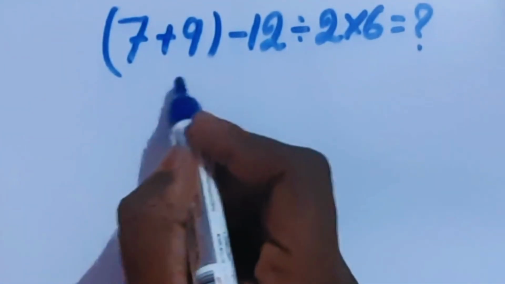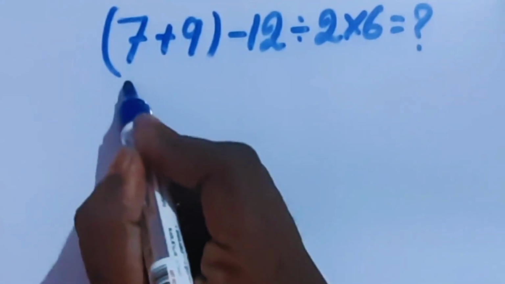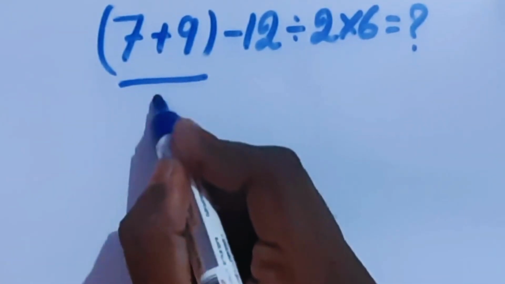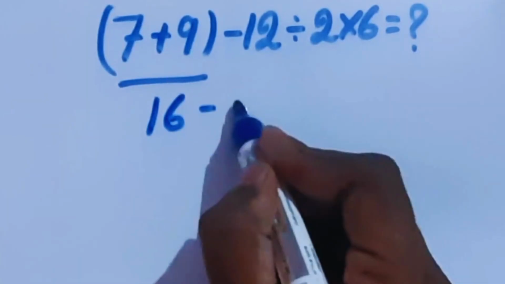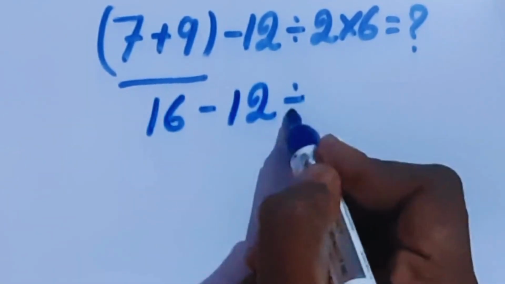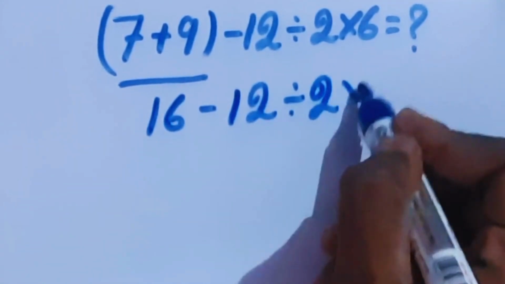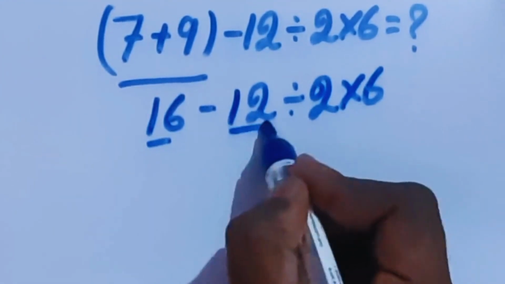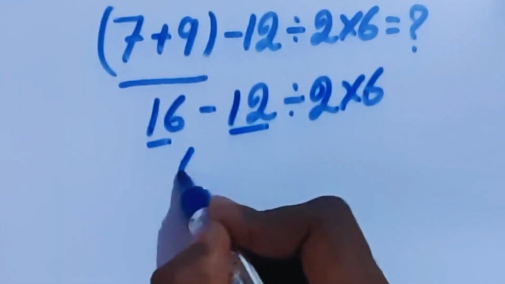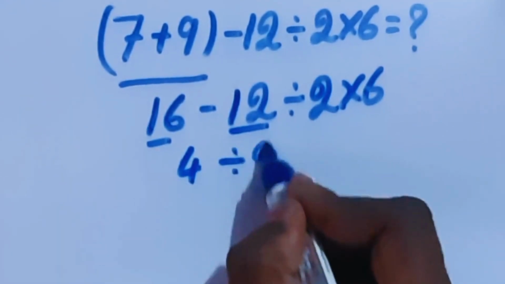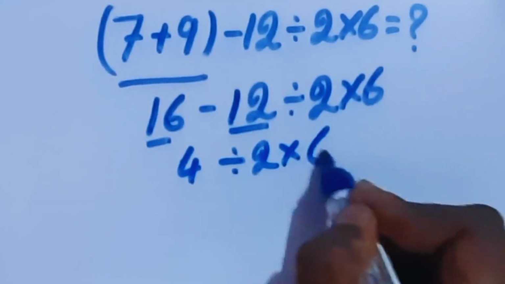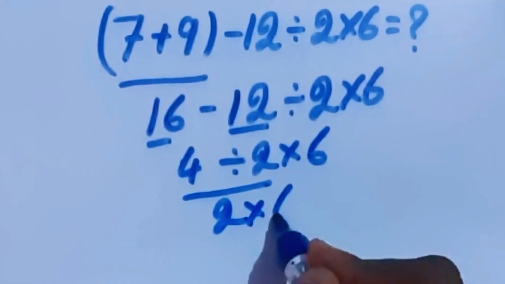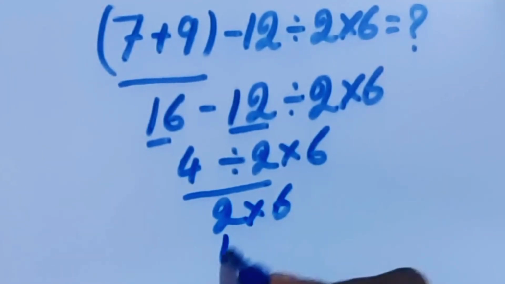Hello guys, most of the people do this problem in the wrong way. Here they directly do 7 plus 9 is 16, minus 12 divided by 2 times 6. Here 16 minus 12 is 4, divided by 2 times this 6. Here they will get 2 times 6 is 12.